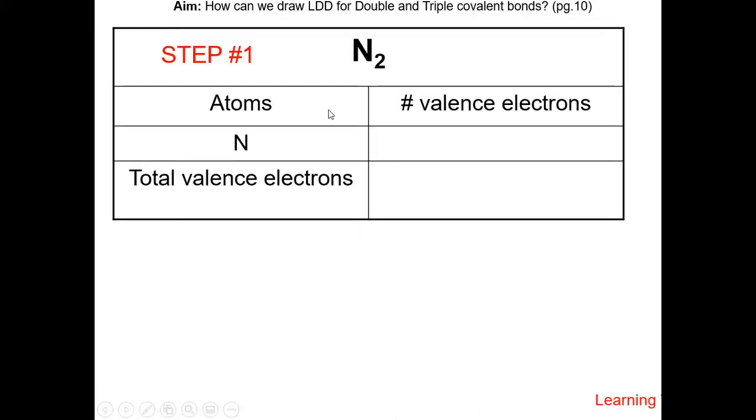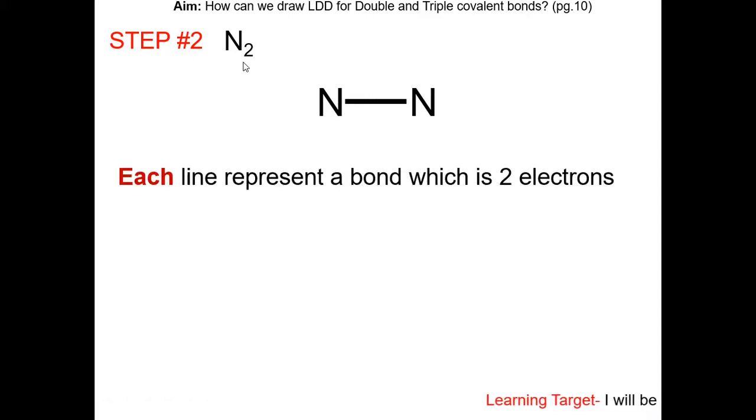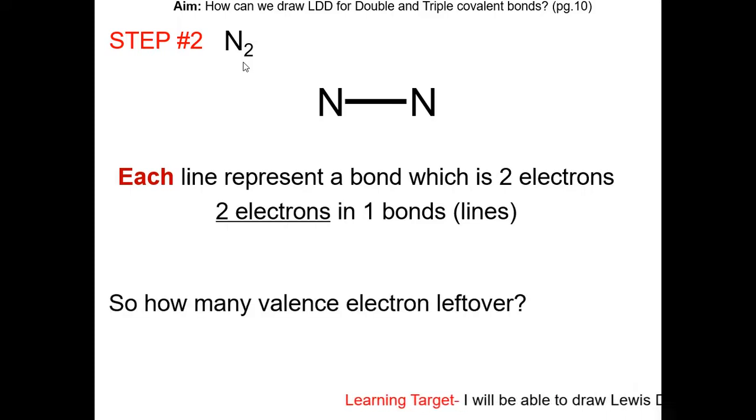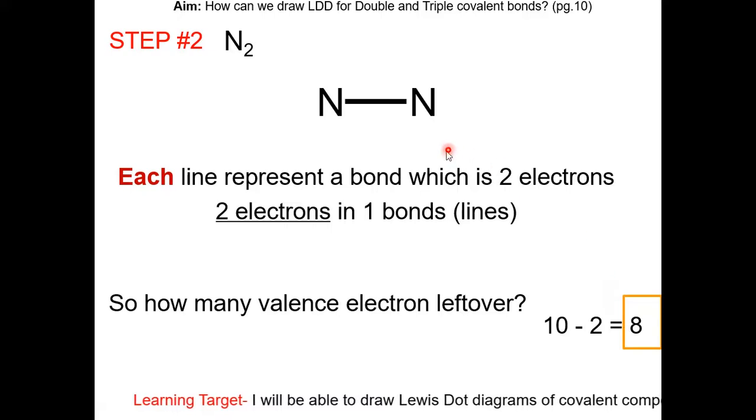First, we have to figure out the total valence electrons in N2. Each nitrogen has 5 valence electrons, and since we have 2 nitrogens, the total will be 10. In step 2, since N2 has only one element, we're going to designate one of the nitrogens as the central atom. So I'm going to draw a line connecting the nitrogens. In this step, we use 2 electrons. How many valence electrons are left over? In the beginning, we started with 10. 10 minus 2 is 8. So we still have to put these 8 electrons somewhere in this molecule.